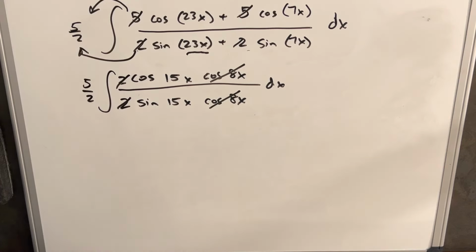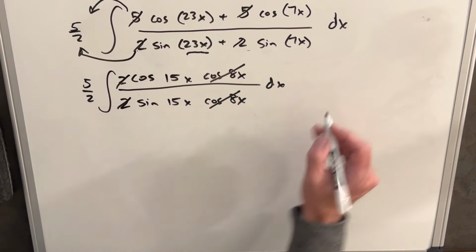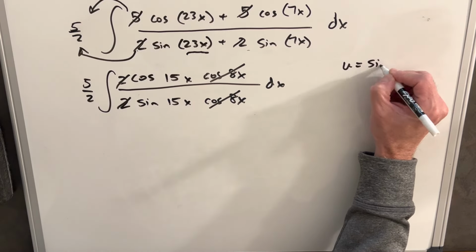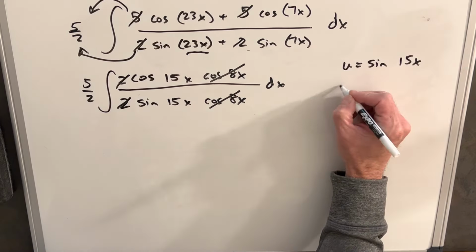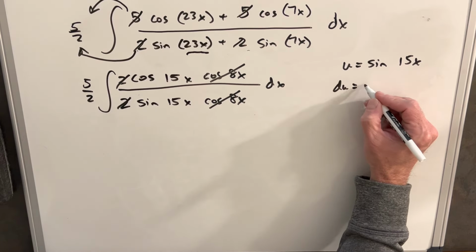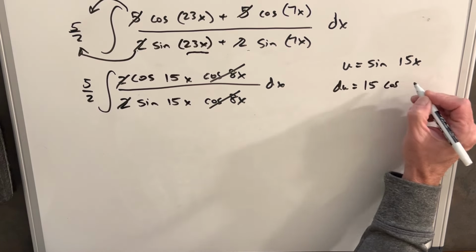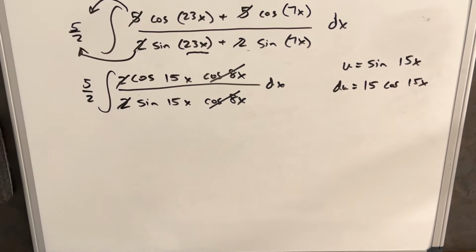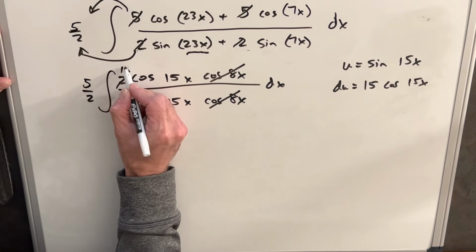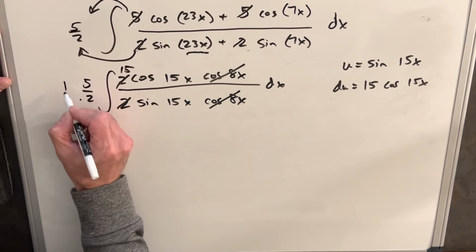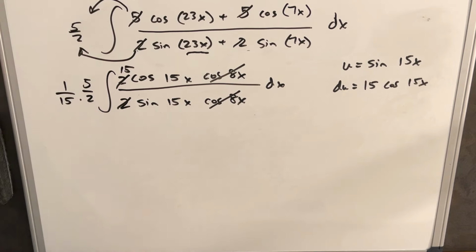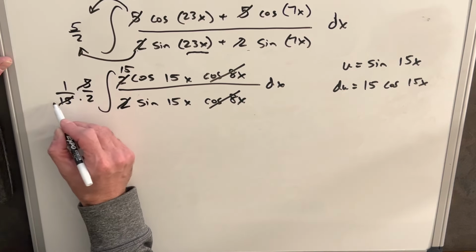But what we'll do, let's just do this out with a u substitution so it's clear. So we'll say our u is going to be sine 15x, and then our du is going to be 15 cosine 15x. We'll create a 15 in the numerator, and then we'll just multiply by 1/15 outside. But then 5 is going to cancel with 15, and we have a 3.